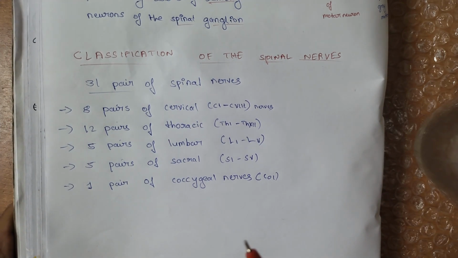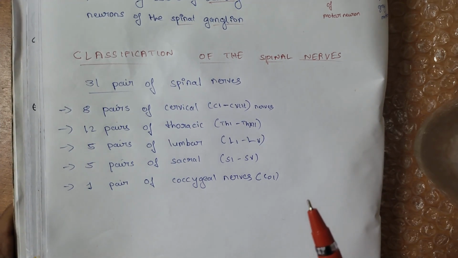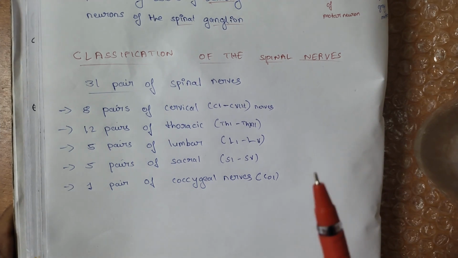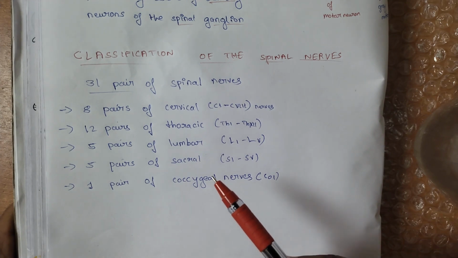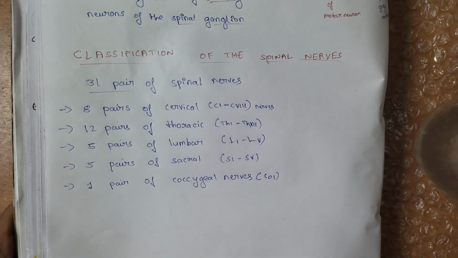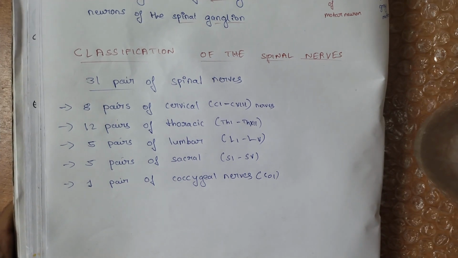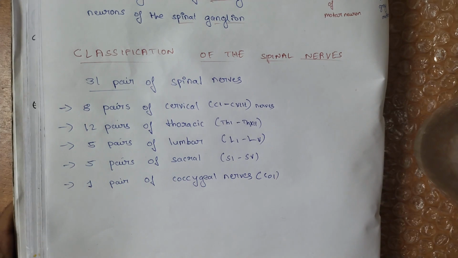Actually, cervical vertebrae are 7, but there is a presence of 8 pairs of nerves, because cervical nerves are present above the cervical vertebrae, but all other thoracic, lumbar, sacral, coccygeal nerves are present below the vertebrae. They start below the vertebrae. That's why there is one extra cervical nerve present above the T1.